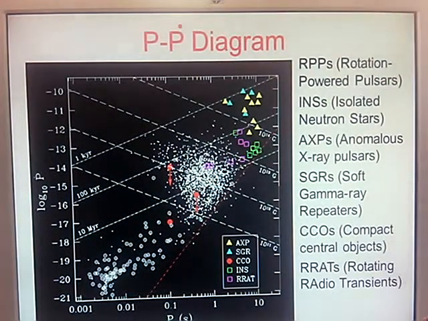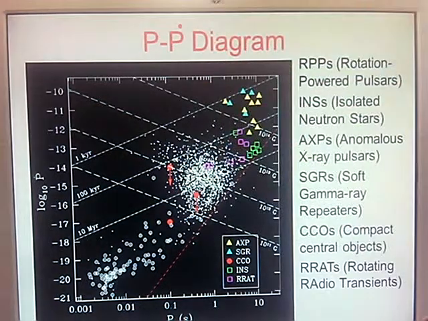But for now, the relevant thing is that if you start plotting these objects and you classify them based on the properties which we're about to discuss, or the sort of features that we're about to discuss, you find that you create these little groupings naturally in this P-dot diagram.